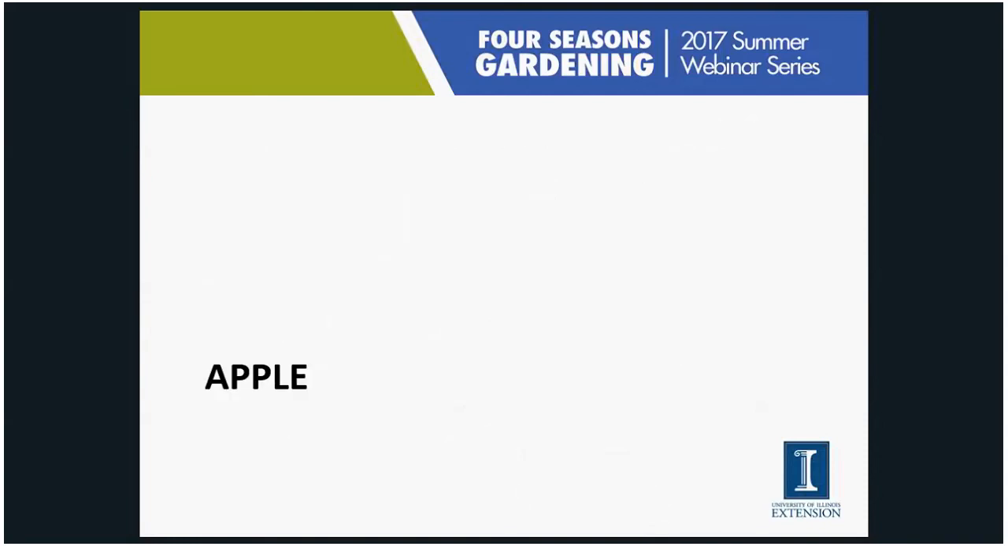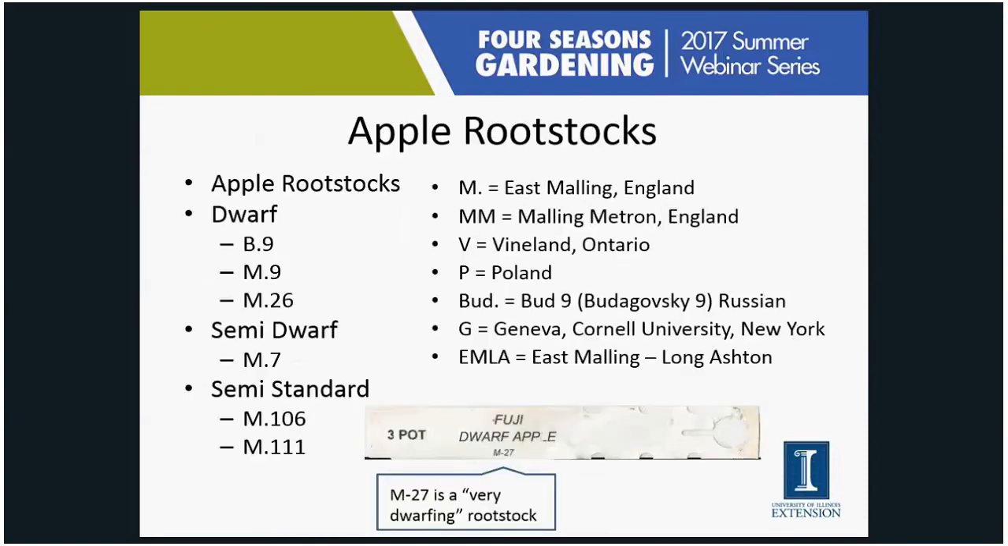Now I'll be detailing more on apple. So for apple rootstocks, there's a variety of them. We have dwarf, semi-dwarf, and semi-standard. But here we have an example of a nursery tag that has one of these labels, the M27. And M27 is a very dwarfing rootstock. Looking at these labels, they may not be very prevalent on how much information they give you, but for this particular one, they gave you a little bit more than most probably. But this gives a little bit of an illustration of where these particular cultivars of rootstocks were developed, and how they're abbreviated.